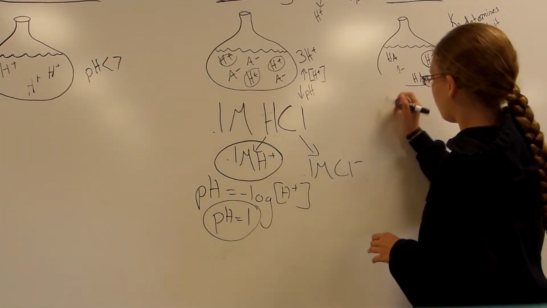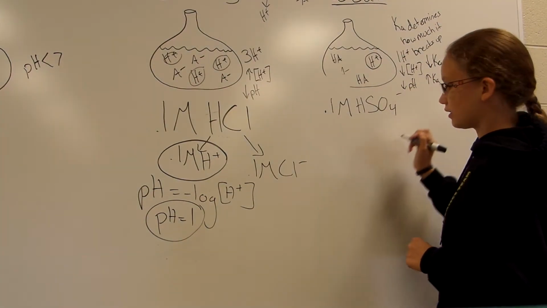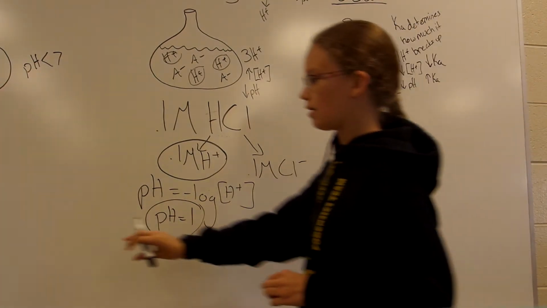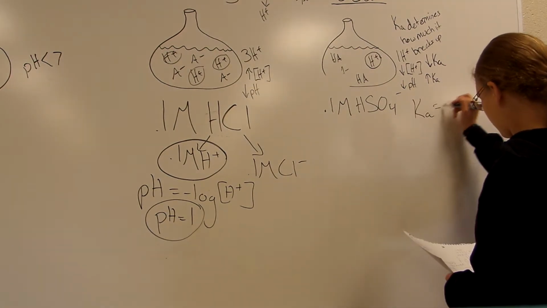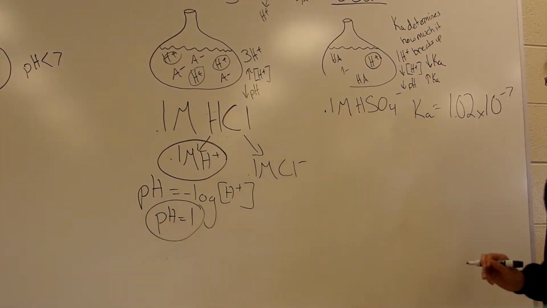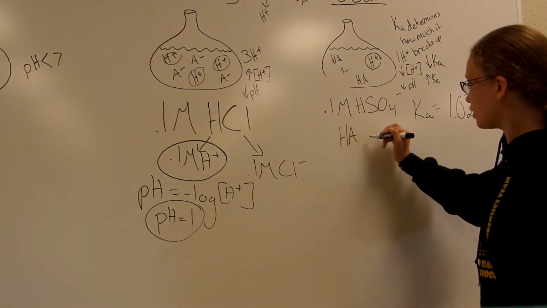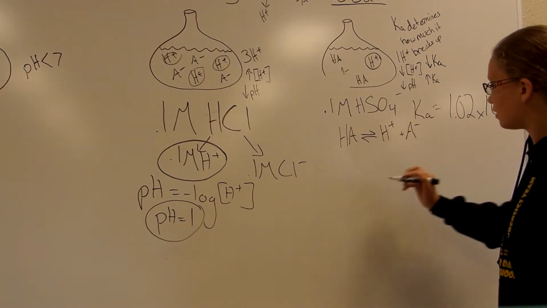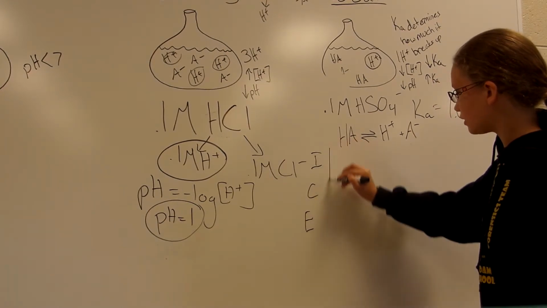For over here, we're going to start with 0.1 molar HSO4 minus, which we know will partly break up into H plus and SO4 2 minus. Our Ka for this is going to be 1.02 times 10 to the negative 7th. Now, to find out this pH, we're going to make an ICE table. So we're just going to write out the generic equation. HA breaks up into H plus and A minus. Then we have our initial, change, and equilibrium. Make this chart.